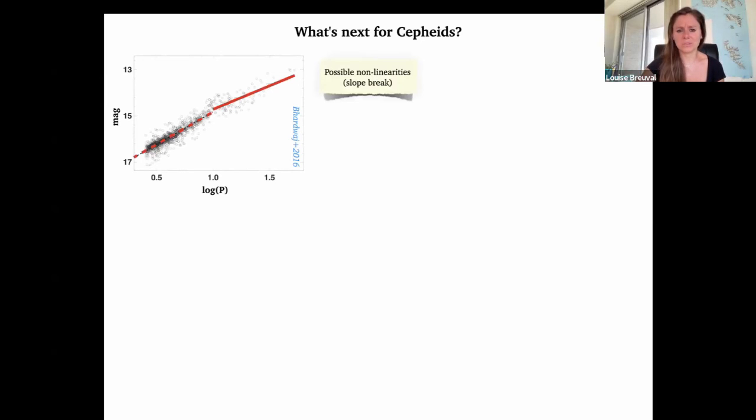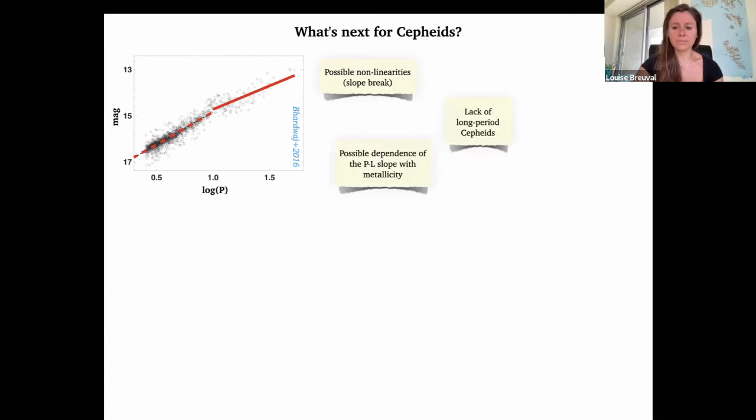So there are possible non-linearities. Some studies have shown there might be a break in the PL relation, not necessarily in all galaxies or in all filters, but in some of them, possibly. There's also a possible dependence of the PL slope with metallicity. So far, we have only studied the dependence of the intercept, but not of the slope.